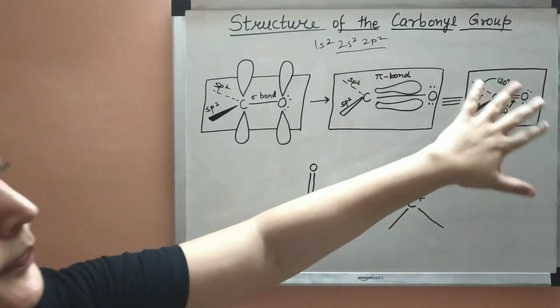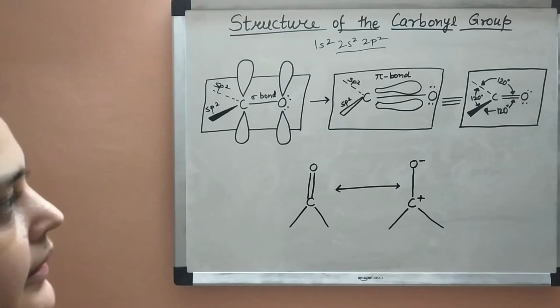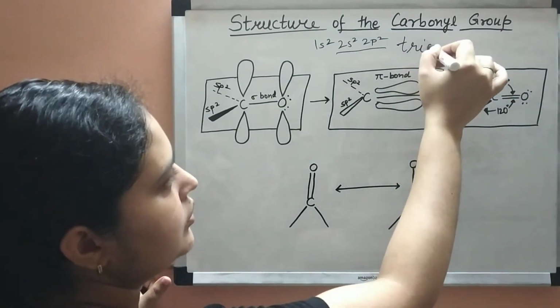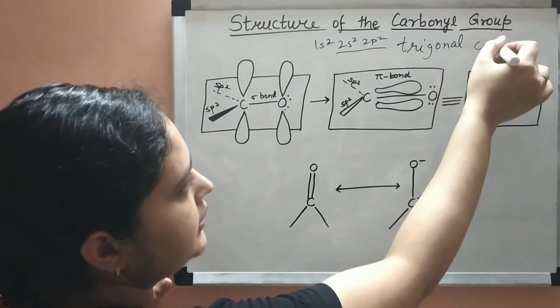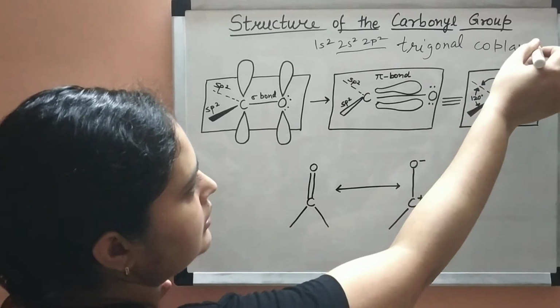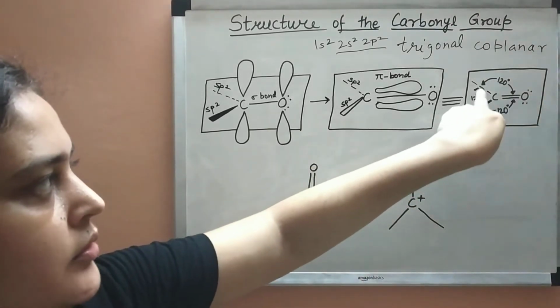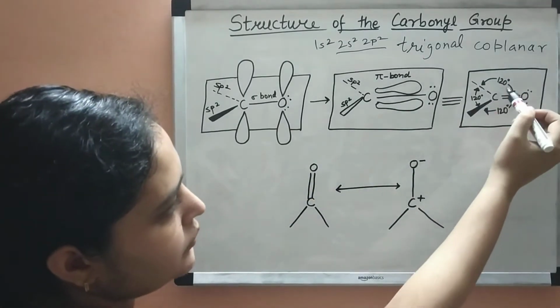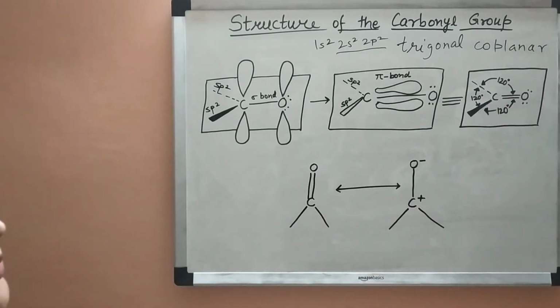Now because the carbon is sp2 hybridized, it has trigonal coplanar structure. Okay, so the angle is what? 120 degree. Here also 120, here also 120 and here also 120. So this was about the structure of carbonyl group.